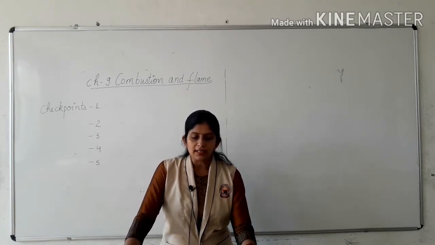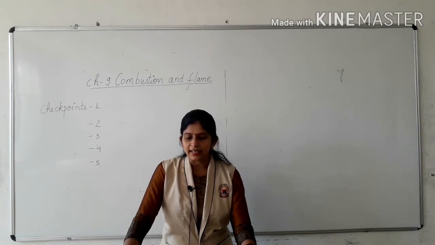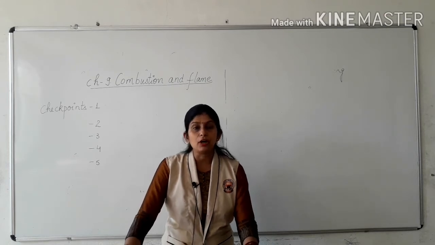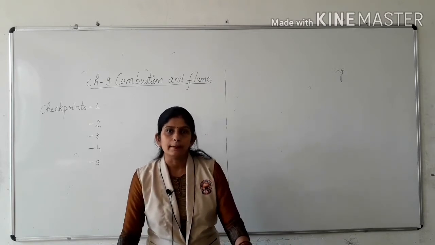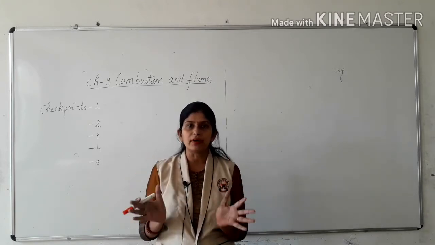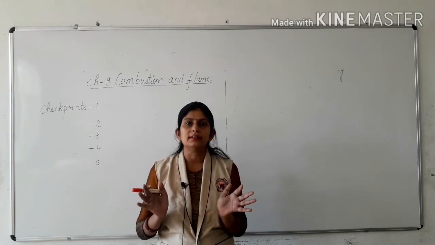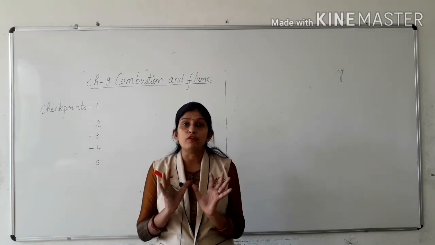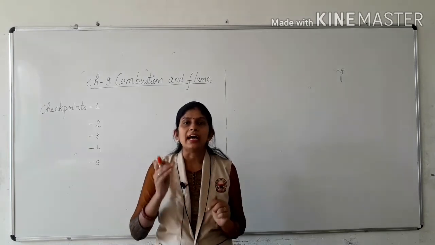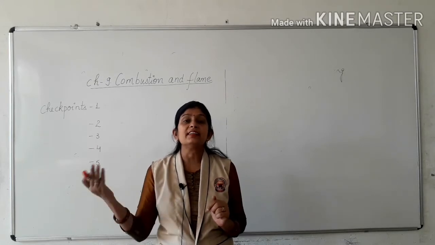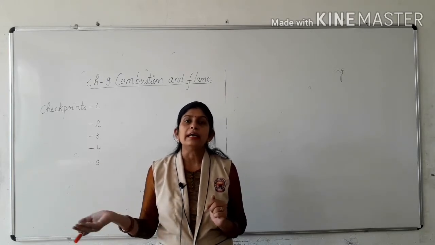Now next, why are the flames of candles and oil lamps usually used for lighting dark areas, but flames of Bunsen burner and LPG stoves usually used for heating purposes? Because flames of candles and oil lamps are moderately hot. They are not so much hot, they are moderately hot. In addition to this, they produce a yellow flame, which is a luminous flame. So that is used for lighting the dark areas, not for heating.